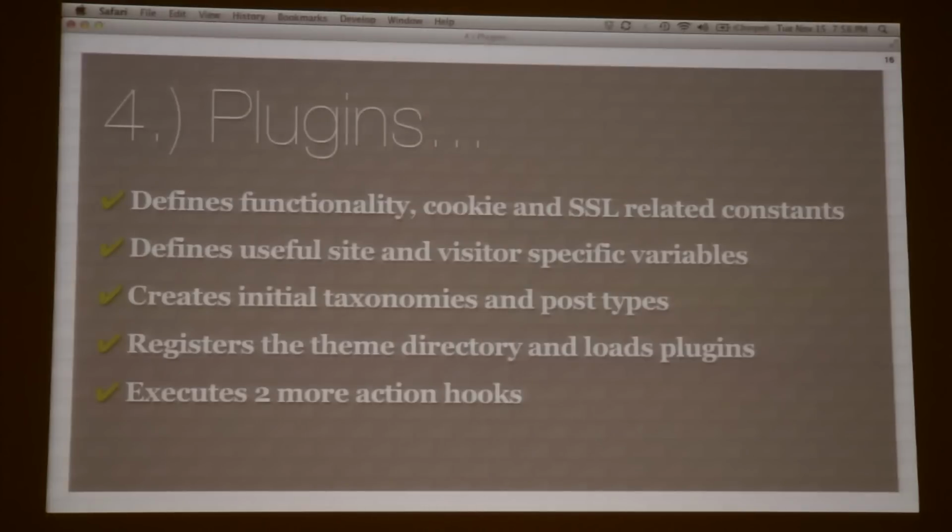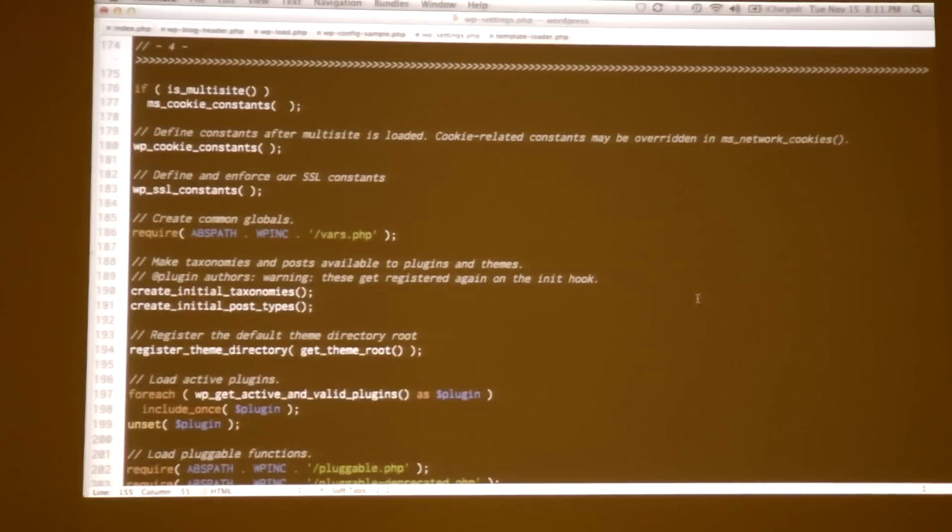Now we've got step 4, which is all about our plugins. This is the plugins portion. It defines functionality, cookie, and SSL related constants. It's responsible for useful site and visitor specific variables. It creates our initial taxonomies and our initial post types. It registers the theme directory and then loads our plugins. This is a long section. And then it executes 2 more action hooks. And we can see all that happening.